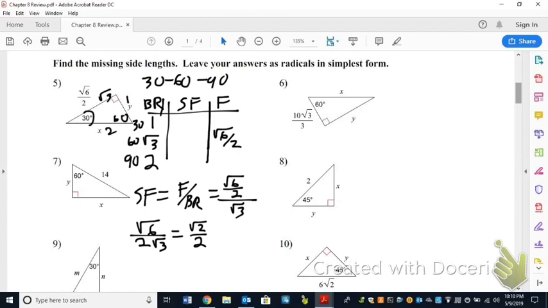If you need this explained in greater detail, come and see me either before class or at lunch, but before your final. Not your final, your chapter test.